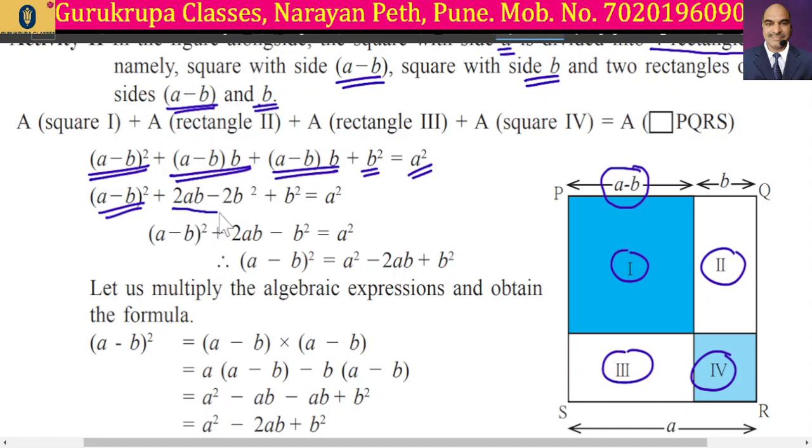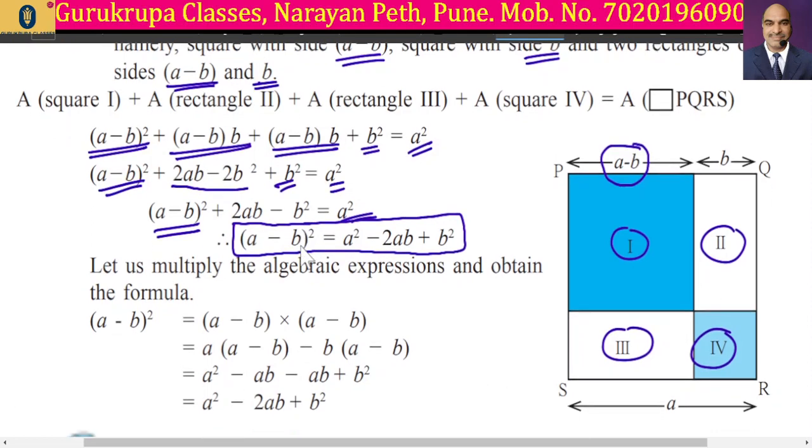These 2 times we got, so 2 in 2AB plus 2B square we got, and B square is equal to A square. So here we got A minus B whole square is equal to plus 2AB minus B square is equal to A square. So now this 2AB is transferred here. So what we get here? A minus B whole square is equal to A square minus 2AB plus B square.